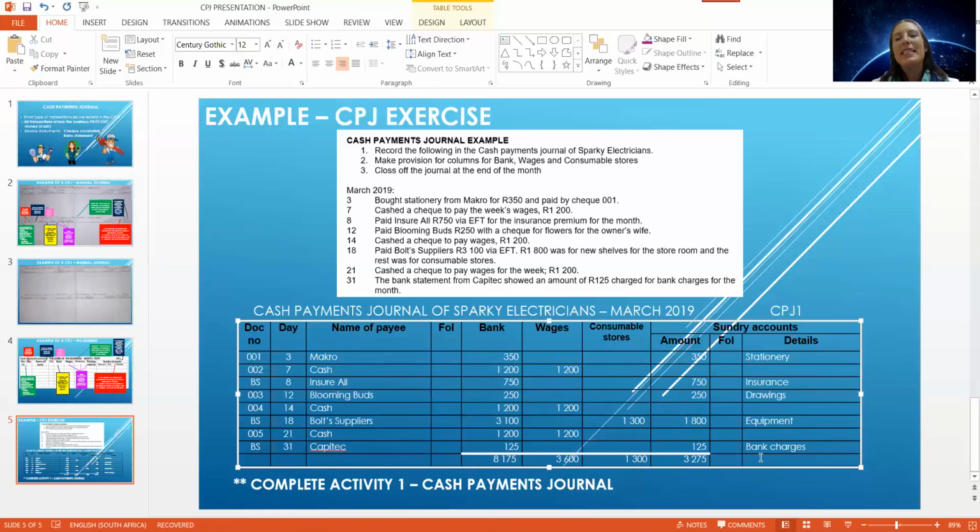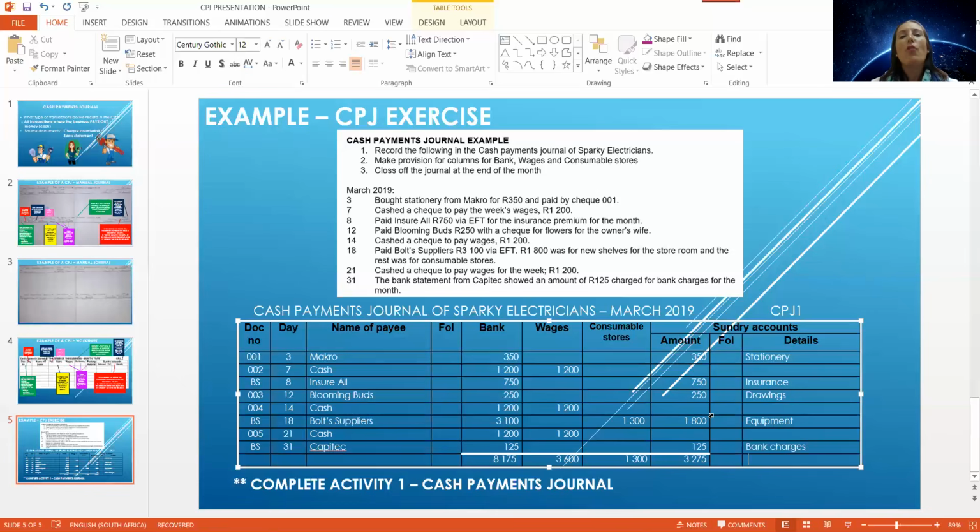Now, can you remember what we said in the CRJ with regards to the columns? That your bank column total, yeah, so this 8,175 must be equal to all the other column totals added together. Why? Because we're working with the double entry principle, that for every debit there is a credit. And you can see once again, grade 8, every amount appears twice in the CPJ. You might ask, what about this one, bolts suppliers? Yes, it does. This 3,100, if you add these two amounts together, it will also give you 3,100. Okay, and that's how we record a CPJ.